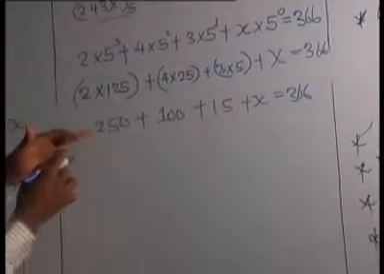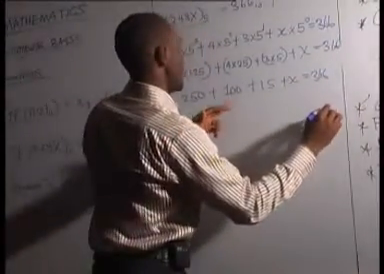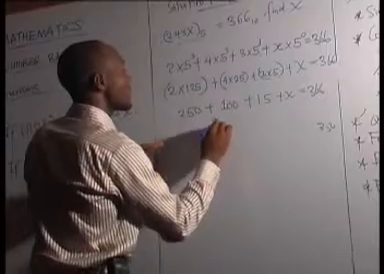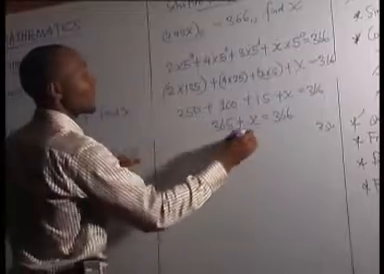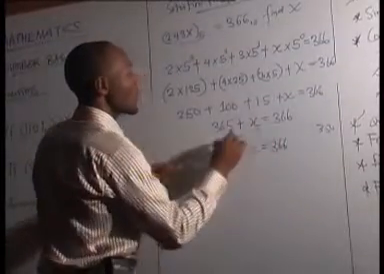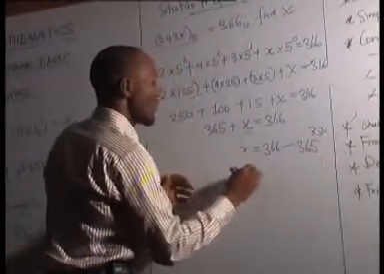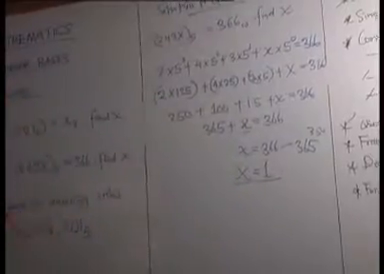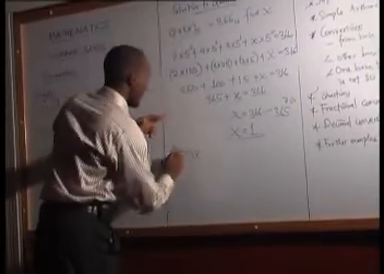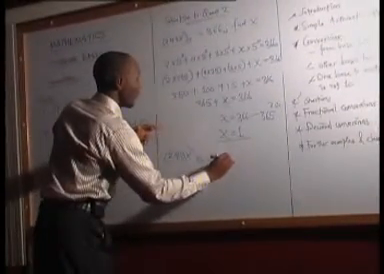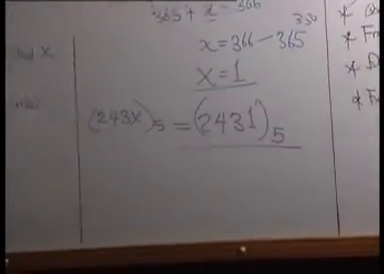So let's add everything together. This one is 350, and 350 plus 15 gives 365. So we have 365 plus x equals 366. We are looking for x, so just transfer this to the other side, and it takes a negative sign. So x is 366 minus 365, which is 1. We know that x is 1. That means 2, 4, 3, x base 5 is actually 2, 4, 3, 1 base 5.